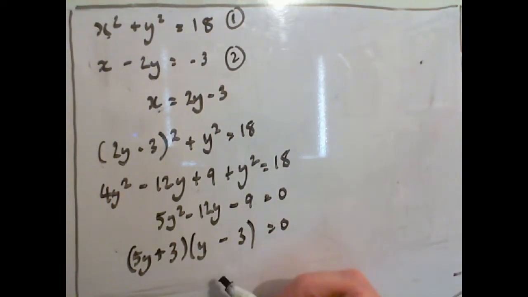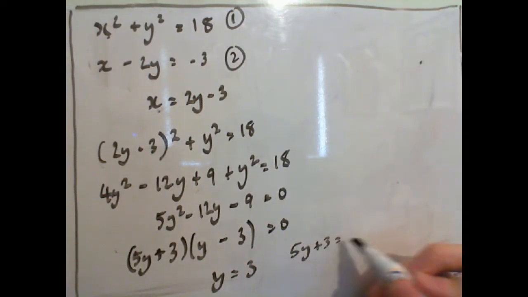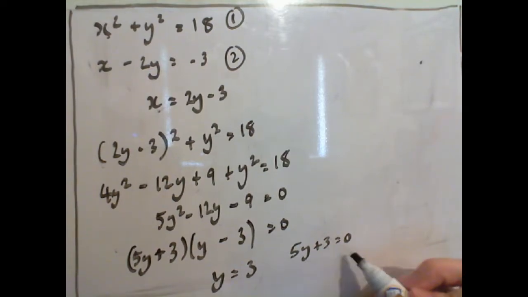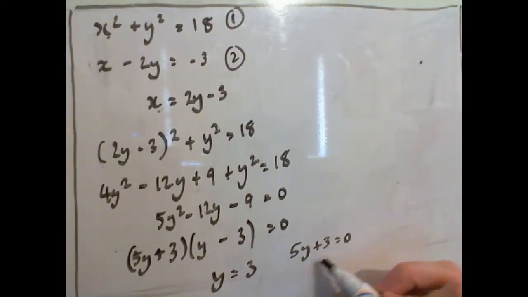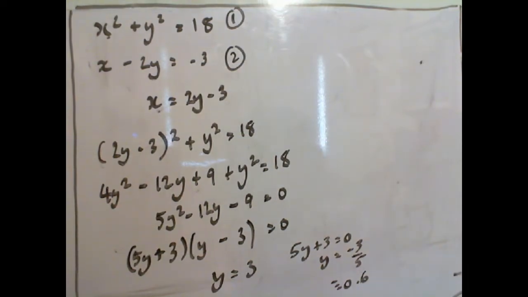There's two solutions, obviously. I've got y equals 3. Obviously 3 minus 3 is 0, 0 times anything is 0. And then if I think of this equal to 0, 5y add 3 equals 0. Move that over, I get minus 3 and divide by 5, so I'm going to have y equals minus 3 fifths, which is negative 0.6. So we've got two solutions.